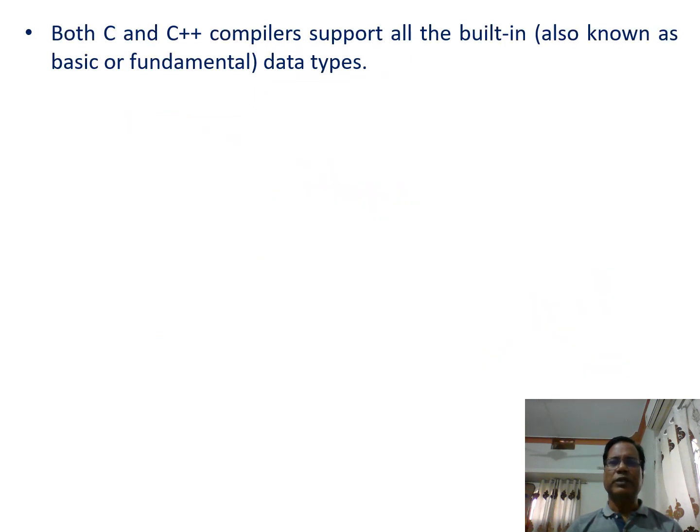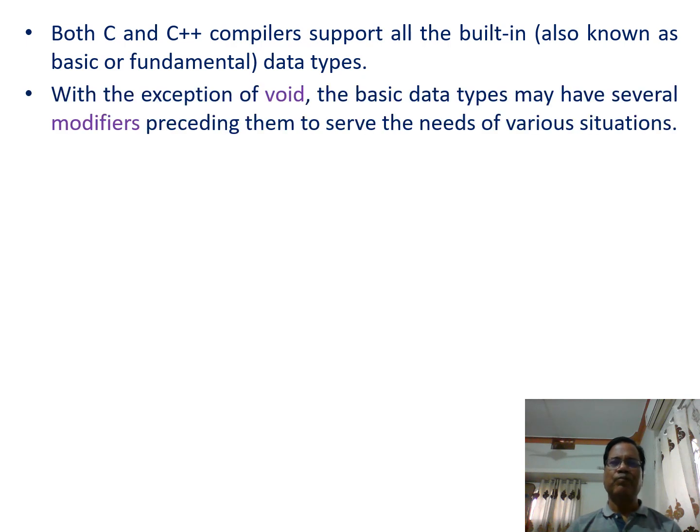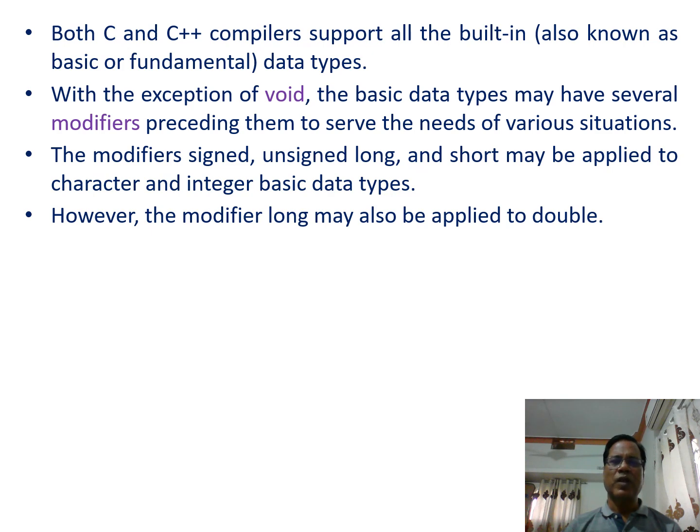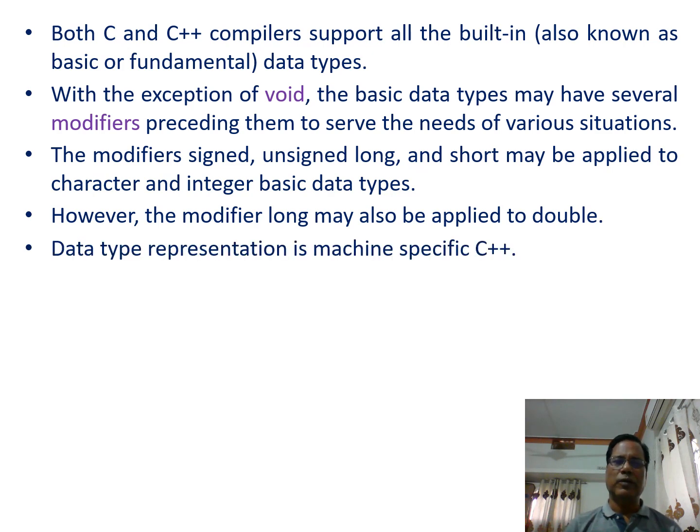Both C and C++ compilers support all the built-in, also known as basic or fundamental, data types. With the exception of void, the basic data types may have several modifiers preceding them to serve the needs of various situations. The modifiers signed, unsigned, long, and short may be applied to character and integer basic data types. However, the modifier long may also be applied to double.